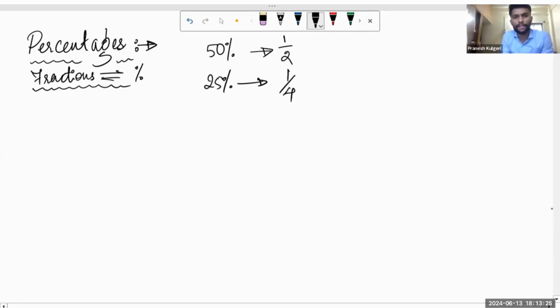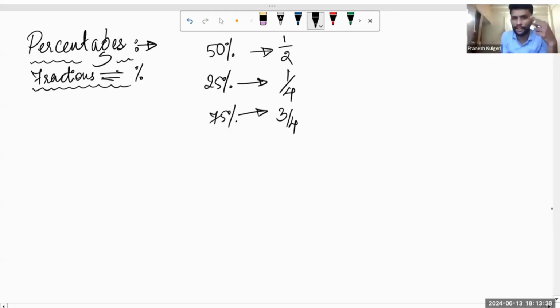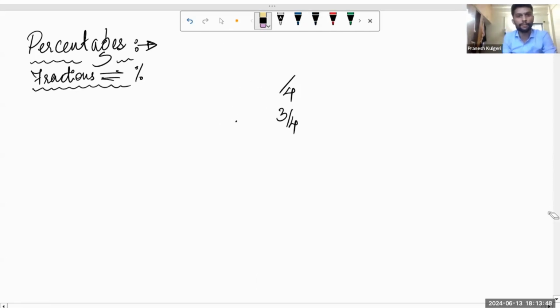Now I'll give you a fraction, and you tell me its percentage value. 3/4 is what? 75%. Now, you remember I had initially asked you 62.5. Nobody knows what fraction 62.5 is, right? So we can also do that with this trick.